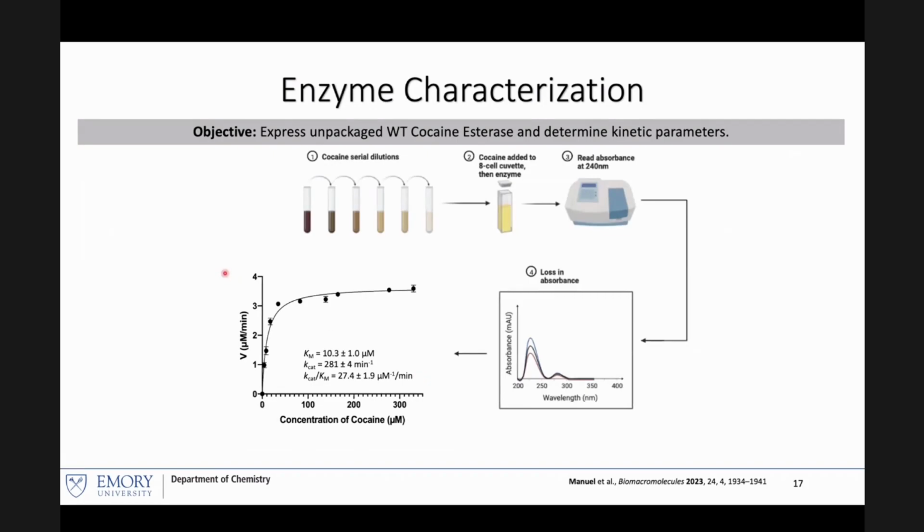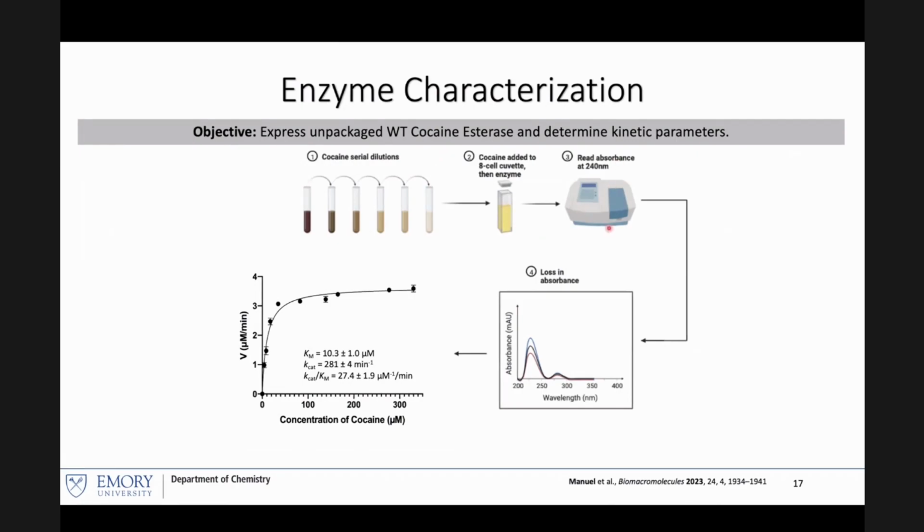So just briefly, I want to go through the steps that I took. I made serial dilutions of cocaine. I want to note cocaine is not brown. Unfortunately, I just could not show a better serial dilution because it is a clear solution. I then took this cocaine and added it to an 8-cell cuvette. It's important that these are all together because it's quick, right? You don't want it to start hydrolyzing before you add your enzyme. So if I add enzyme to this one, and then by the time I get to this one, this reaction has already started. So I use an 8-cell cuvette with a fun multi-channel pipette.